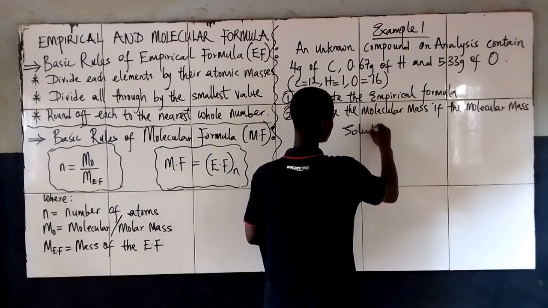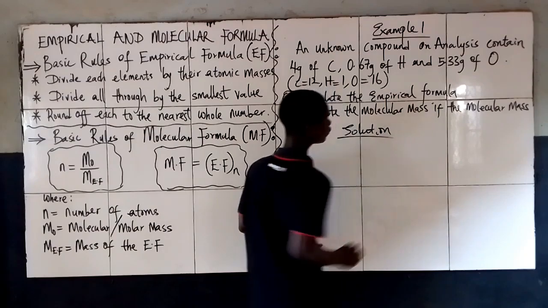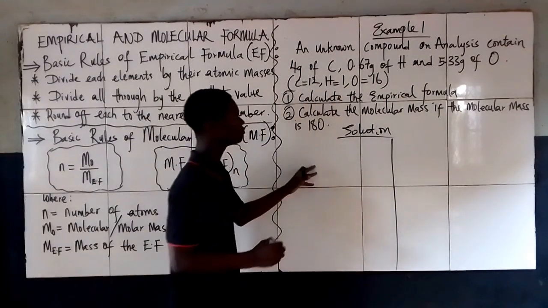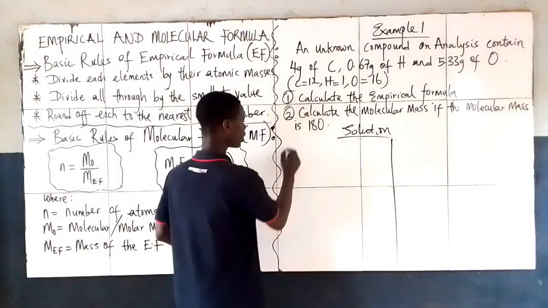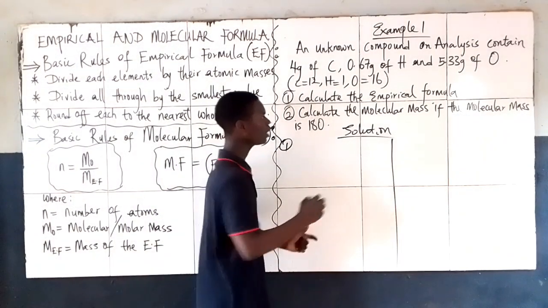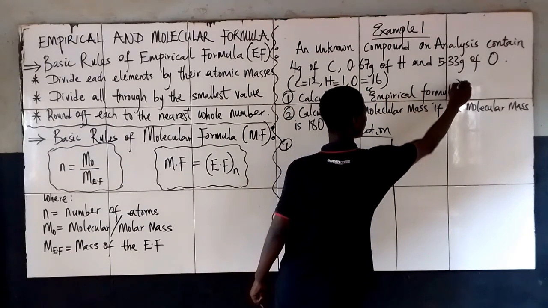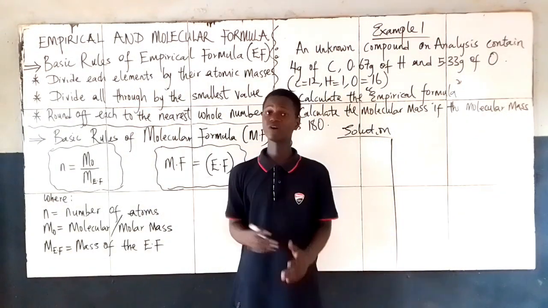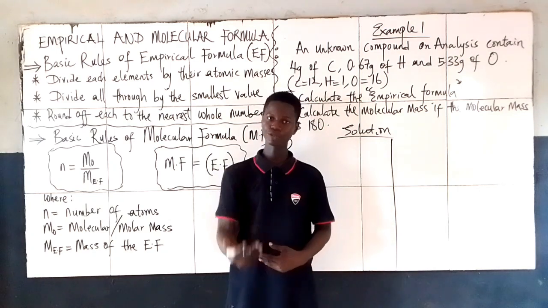Solution. I'm going to be splitting the board so we can use it to solve the two questions at once. So let's go. Now we decide to solve for question 1. How do we get the empirical formula? How do we calculate the empirical formula? We'll be sticking basically to the rules I've already given here for the empirical formula, so you see how they are being used.